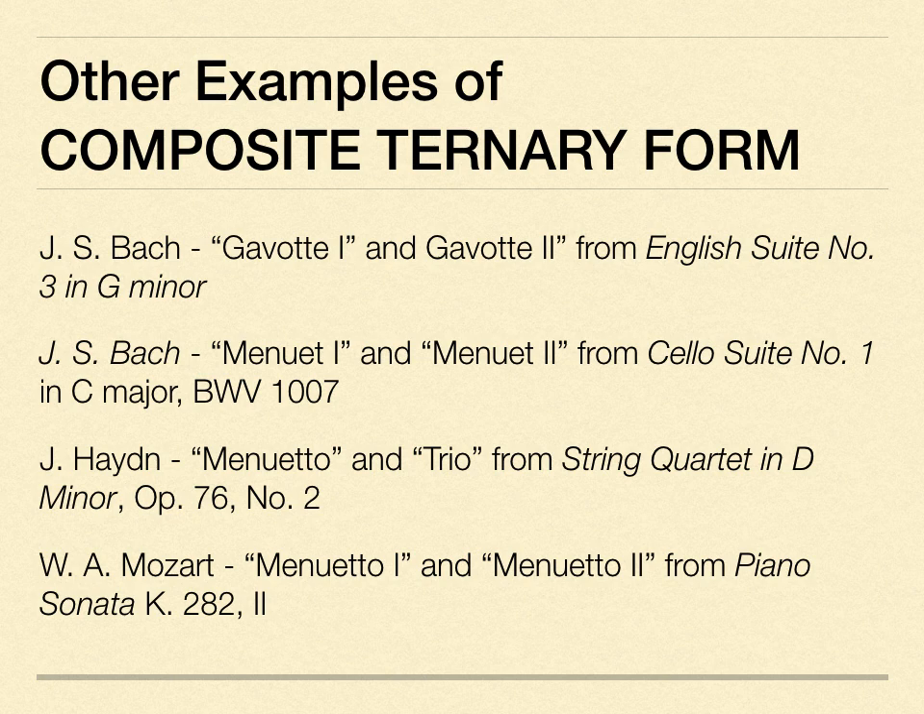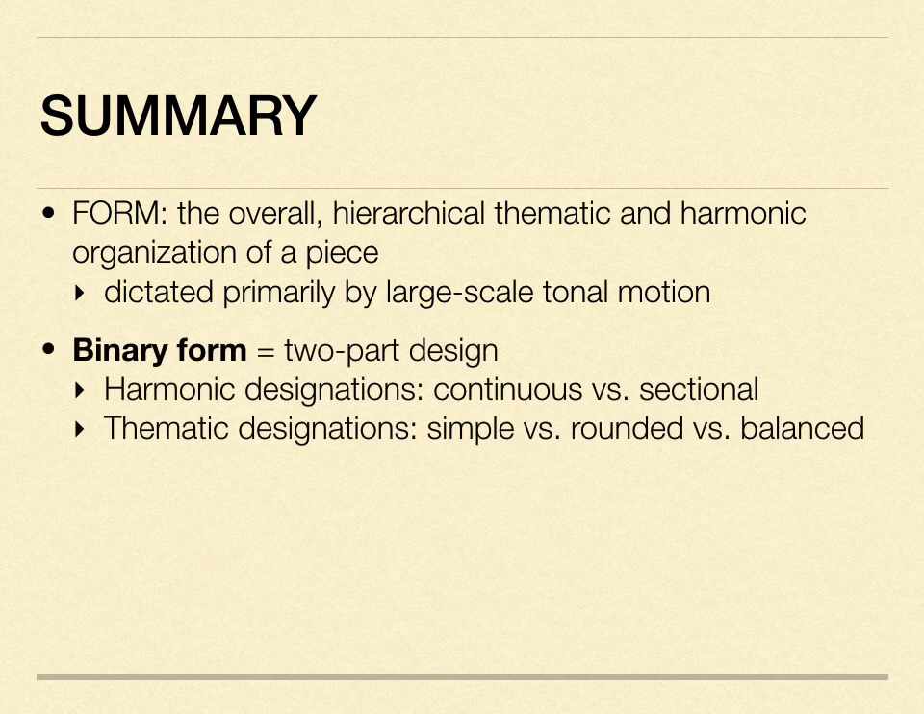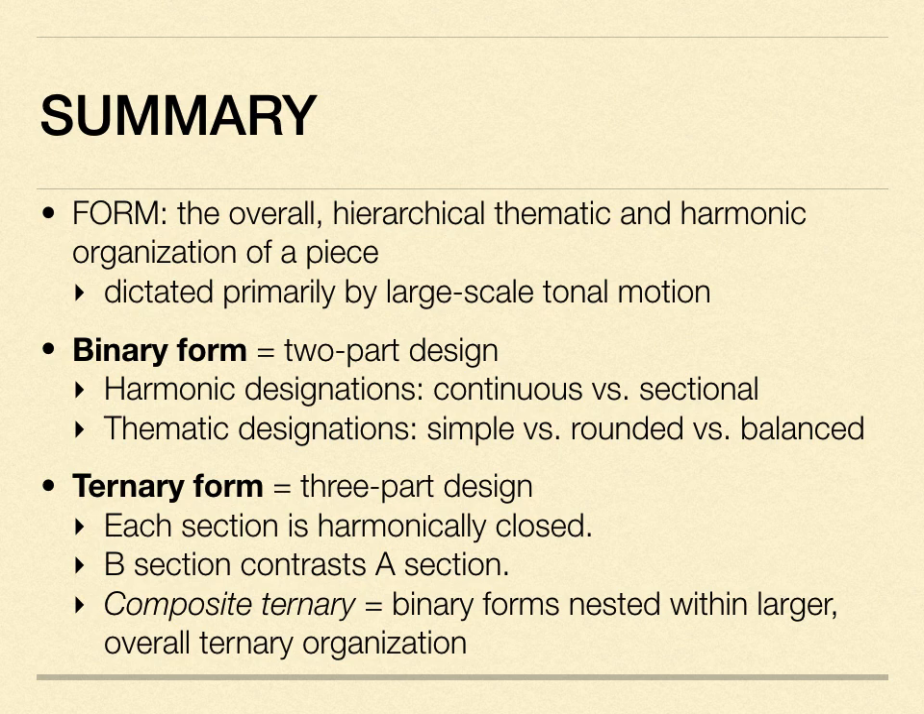Composite ternary forms were a favorite of Baroque and classical composers, especially as parts of suites and multi-movement works like sonatas and chamber pieces. In summary, then, form is the overall organization of a piece of music, and it is dictated by large-scale tonal motion. Binary form is a two-part design that can be continuous or sectional, and simple, rounded, or balanced. Ternary form is a three-part design in which each section is harmonically independent from the others, and the B section contrasts the A. Composite ternary features binary forms nested within an overall three-part organization.